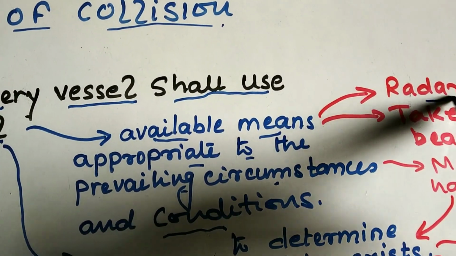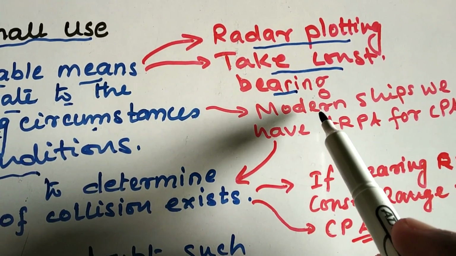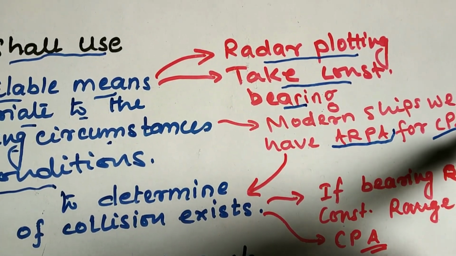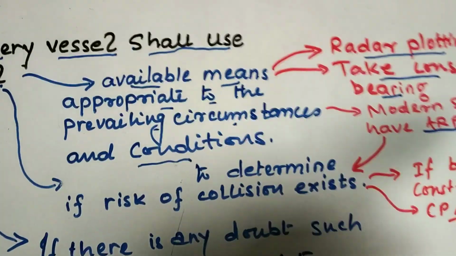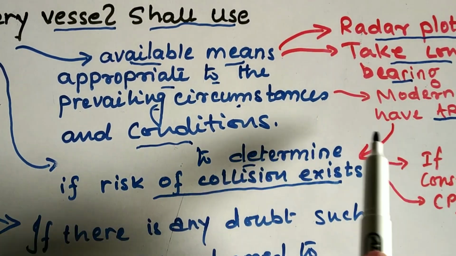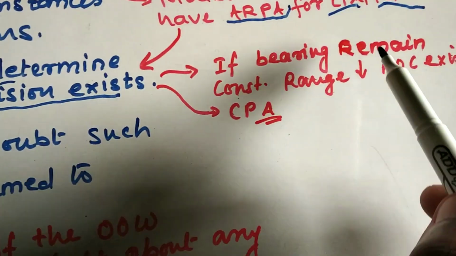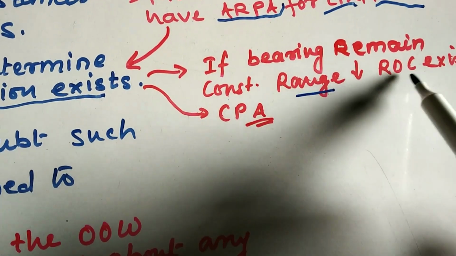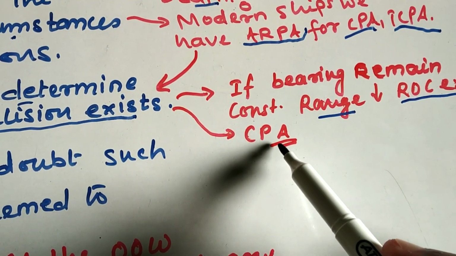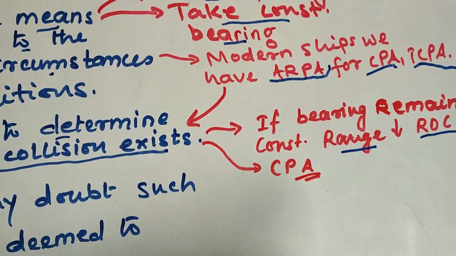You can use radar plotting, you can take a constant bearing of the target, and in modern ships we have automatic radar plotting aid, and you can see the CPA and the TCPA to determine if risk of collision exists. So how can you determine, by using all these available means, whether risk of collision exists or not? If the bearing remains constant and range is decreasing, then risk of collision exists. And by seeing the closest point of approach, you can directly know whether risk of collision exists or not.